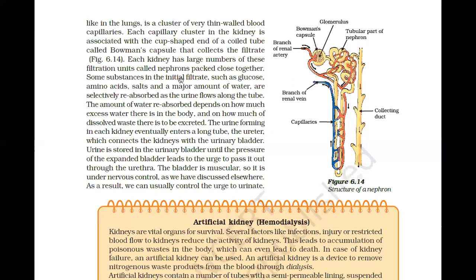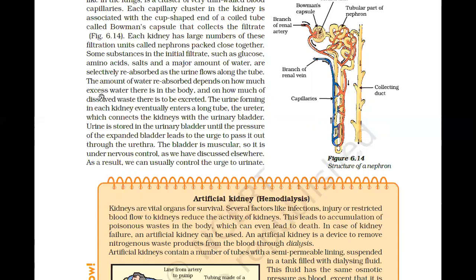Some substances in the initial filtrate, such as glucose, amino acids, salts, and a major amount of water, are selectively reabsorbed as the urine flows along the tube. The amount of water reabsorbed depends on how much excess water there is in the body and how much dissolved waste there is to be excreted.